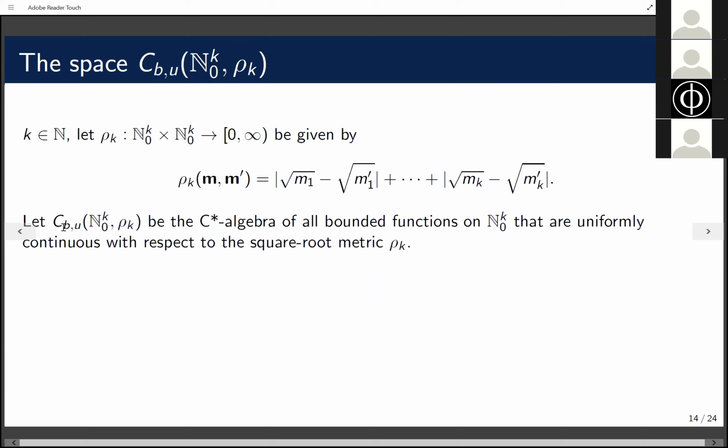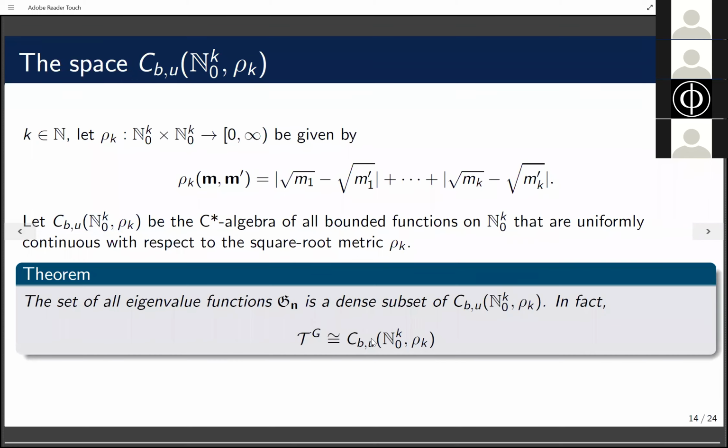And we denote by CBU(N_0^k, rho_k) the algebra of all bounded functions on N_0^k that are uniformly continuous with respect to this metric, which we call the square root metric. Now we are going to prove that the set of all eigenvalue functions, G_n, is a dense subset of CBU(N_0^k, rho_k). And in addition, we get that the Toeplitz algebra is isometrically isomorphic to this algebra.